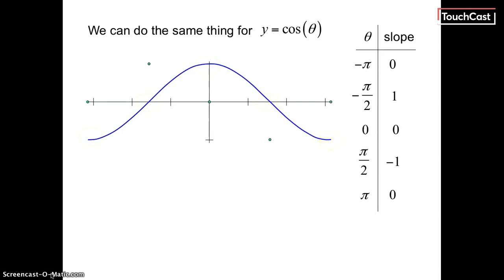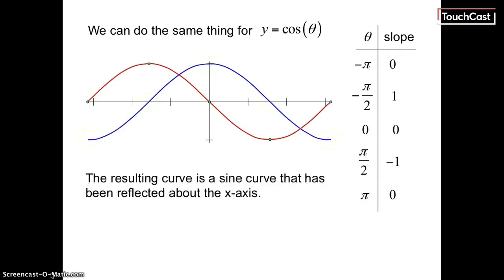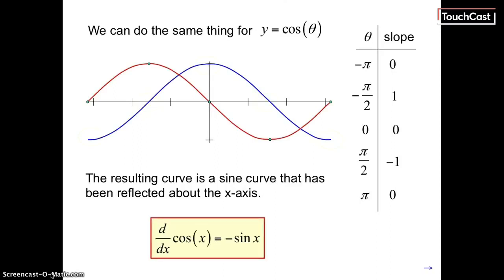I could try to graph these, connect them with a smooth curve. And notice this is not the sine function. This is a sinusoid, but it's the sine function flipped around the x-axis. This is actually the graph of y equals the negative sine of x. So the derivative of cosine of x is the negative sine x, the opposite of sine of x.